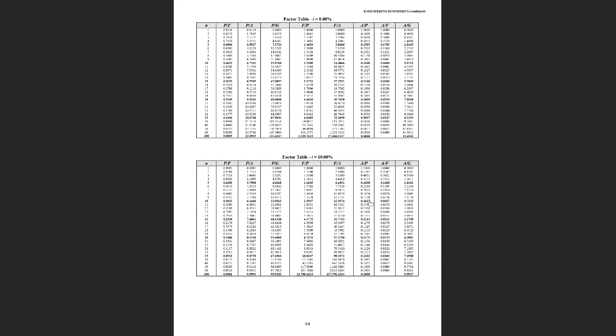And then I asked another question. I said, what is the P given A? For the same row, it is here. It's 6.1446. Okay? So this is how you find it from the table.